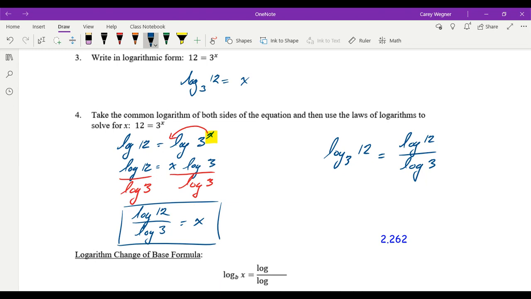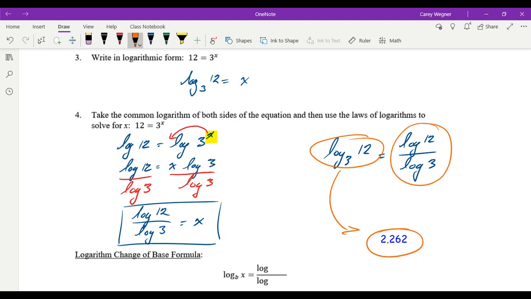Now, just before we formalize this change of base rule, if we wanted this answer in decimal form, we could plug it in either. If we can do log base 3 on our calculator, we can plug it in and get an approximate answer of 2.262. If we can't enter log base 3, then we can evaluate it by rewriting it as the log of 12 divided by the log of 3. And if we plug that into our calculator, we'll also get 2.262.